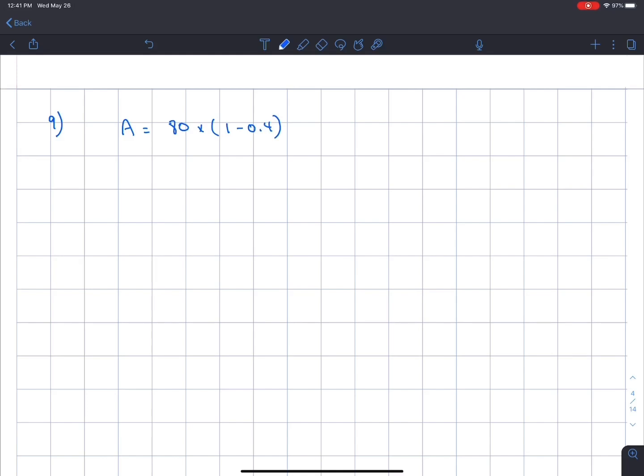After 3 weeks, the dress was marked down an additional 60%. So that's 1 minus 0.6. That's how much we are paying. What percent of original price was the sale price after the second discount, and what was the sale price? So the equation that I have written down here will give us the final sale price. This is 80 times 0.6 times 0.4. And we get 19.2.